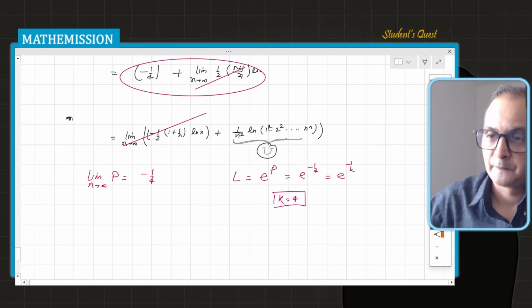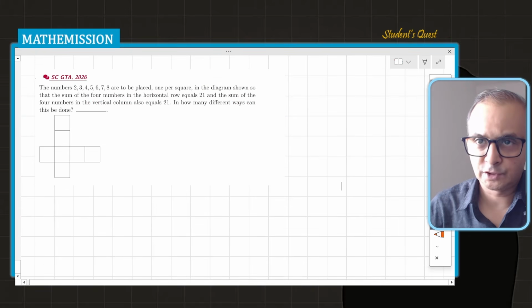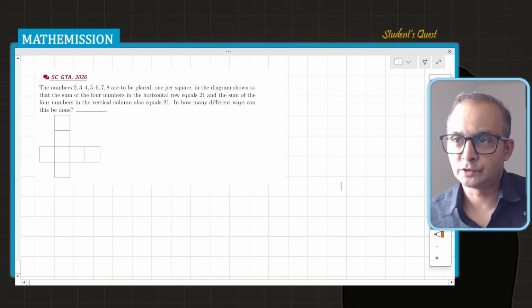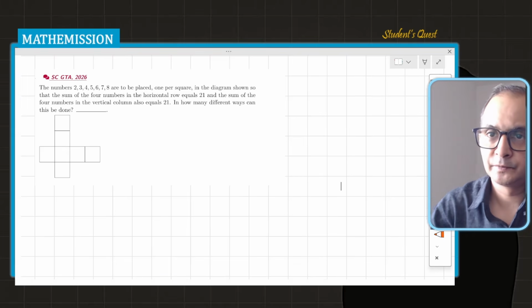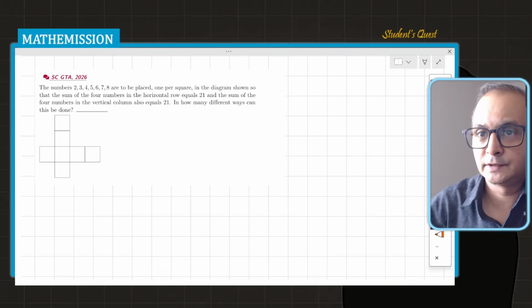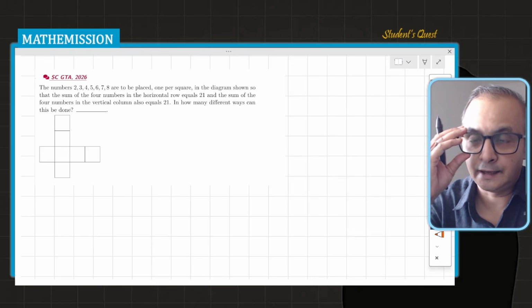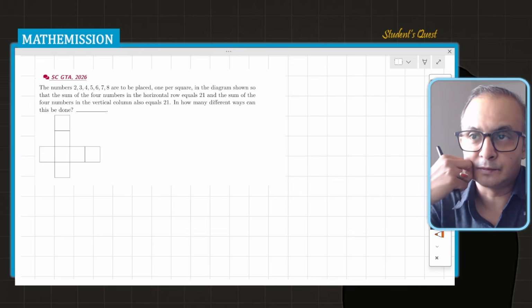All right. Let's move to the next question. Now in this question, the question demands to find out how many different ways this grid can be filled so that the given numbers 2, 3, 4, 5, 6, 7, 8 are placed in such a way that each row or column sum will come out to be 21.